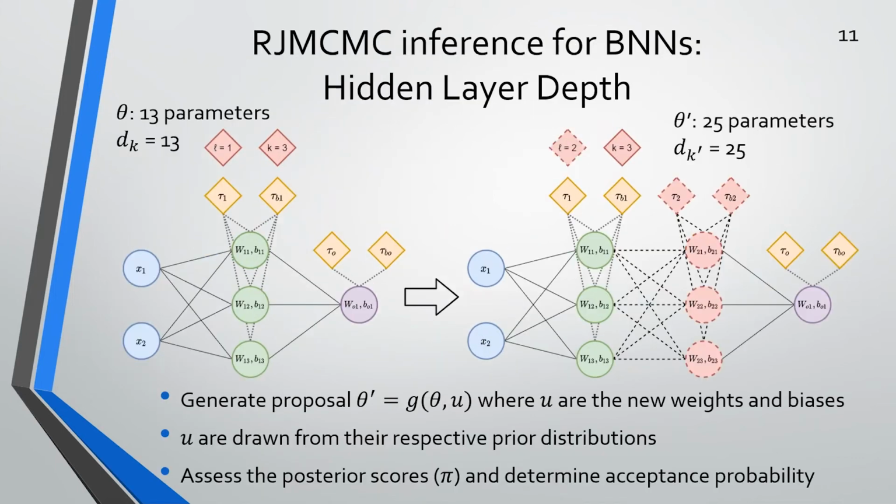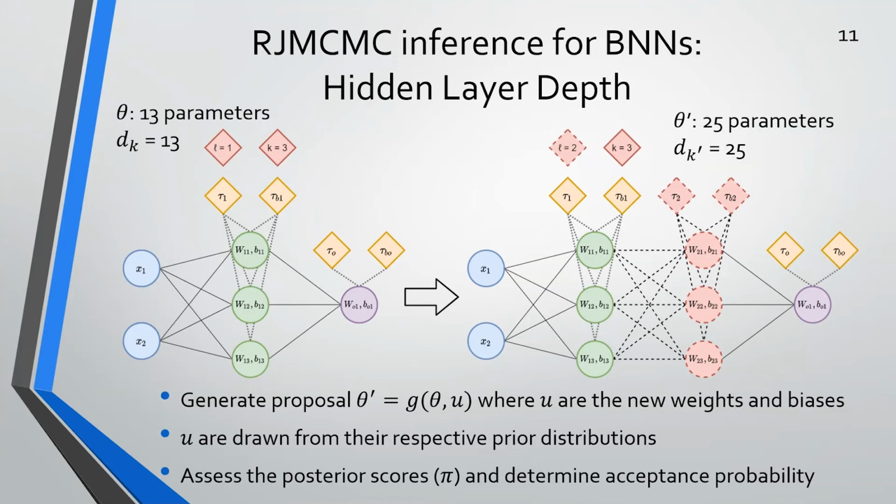And so I want to skip ahead to an example here where we are sampling one of these transdimensional Bayesian neural networks based on a flexible, or rather variable, number of hidden layers. So in the diagram on the left, we have our current state of our Markov chain corresponding to a Bayesian neural network with 13 weight and bias parameters. So the dimension is 13.